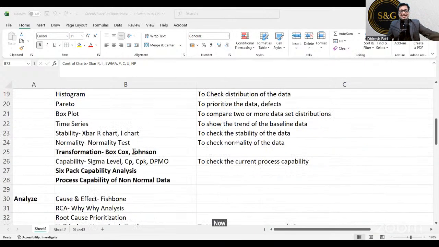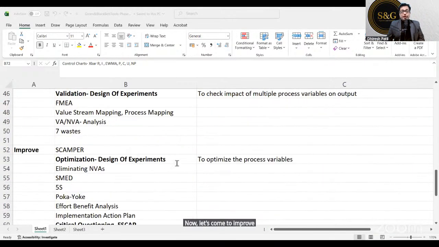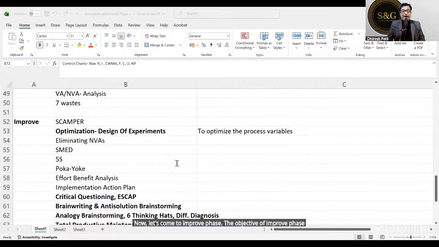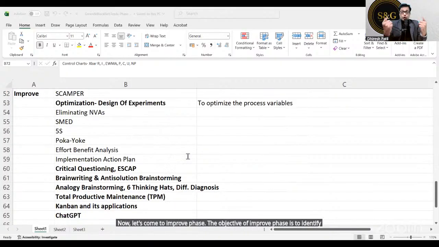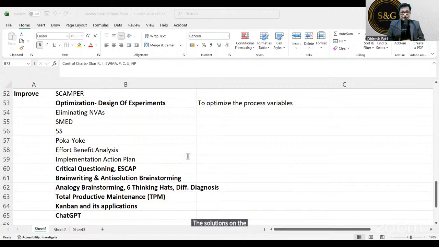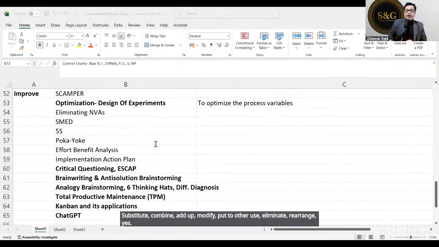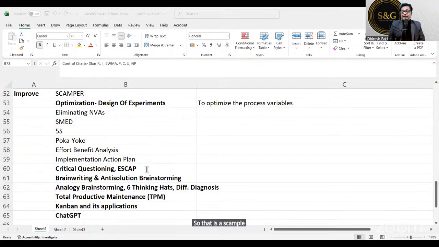Now let's come to improve phase. The objective of improve phase is to identify the solutions on the root causes. So SCAMPER, everybody knows: substitute, combine, add up, modify, put to other use, eliminate, rearrange. So that is a SCAMPER technique. We use it right from the yellow belt level till the black belt level.